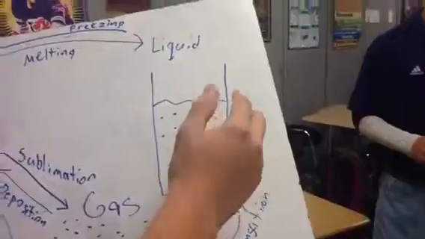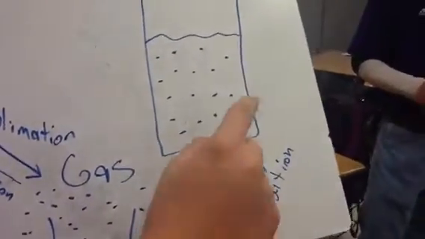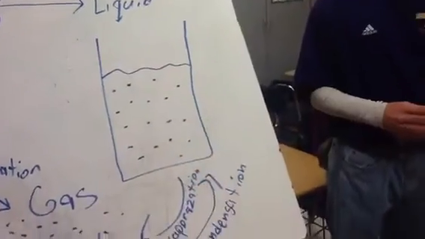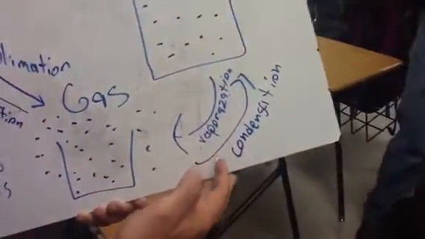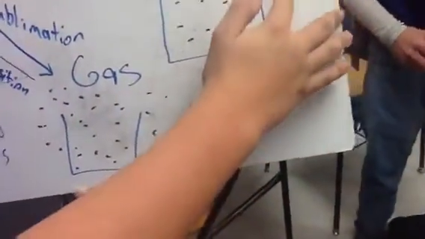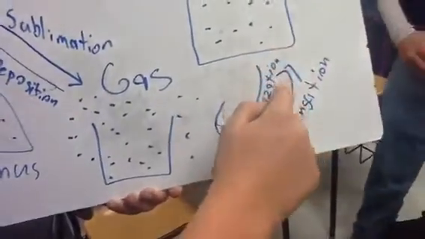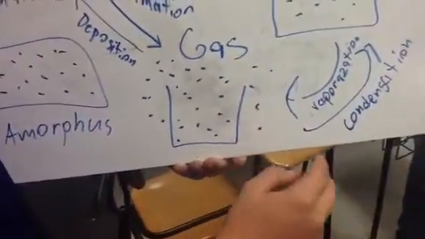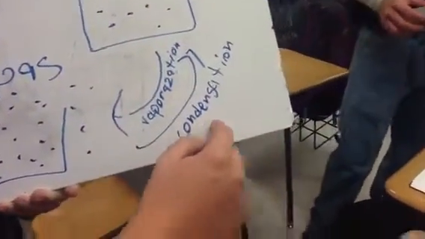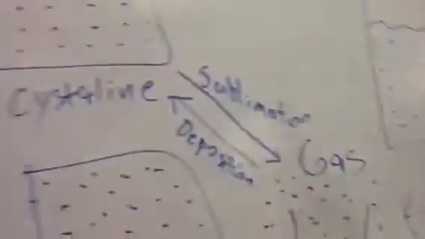And when the temperature reaches a certain point, the liquid starts to go through vaporization, which can be either boiling or evaporation. Once all of the substance reaches a certain temperature, it will then go to a gas. The opposite happens with condensation, and it goes back to a liquid.